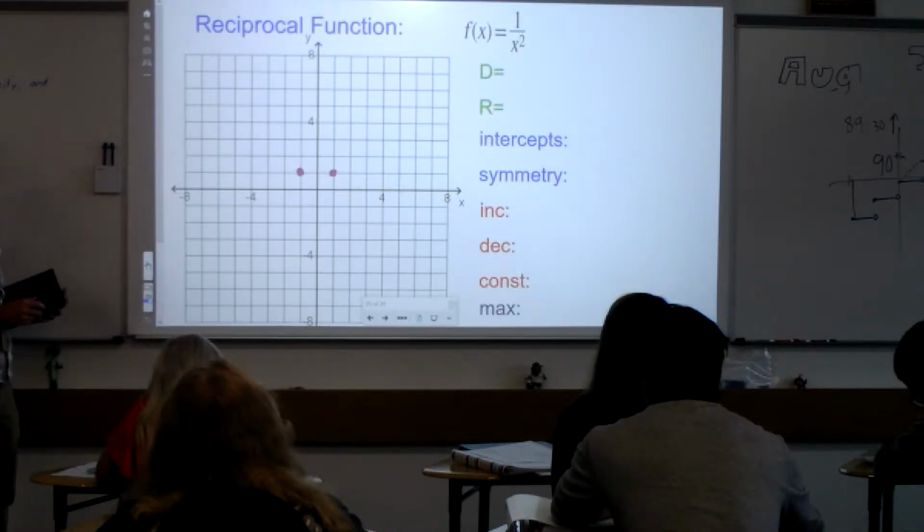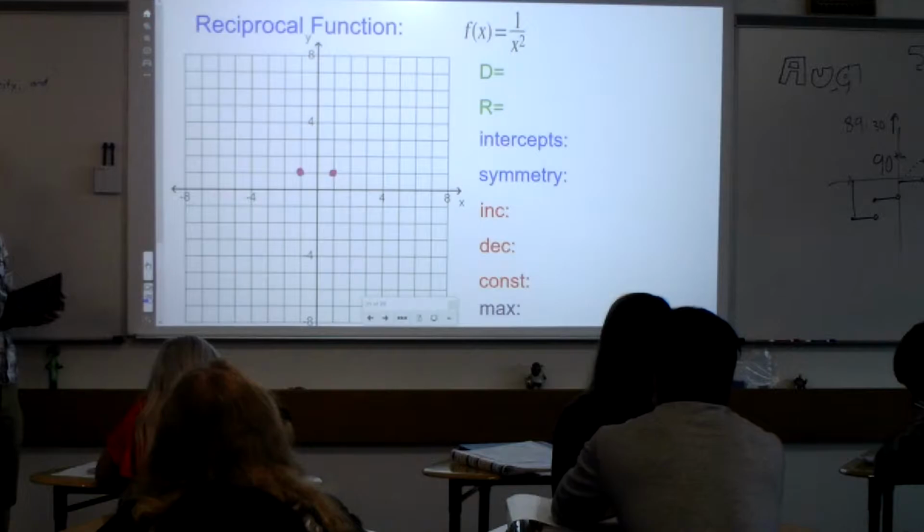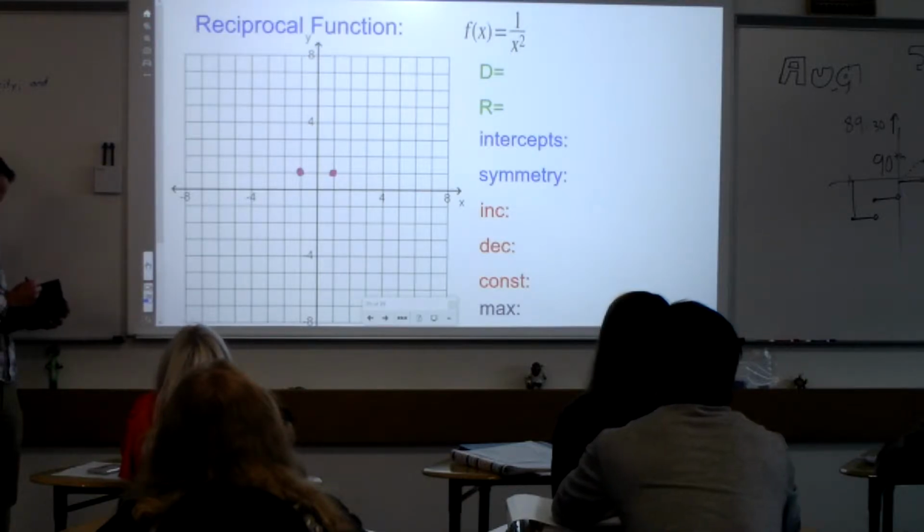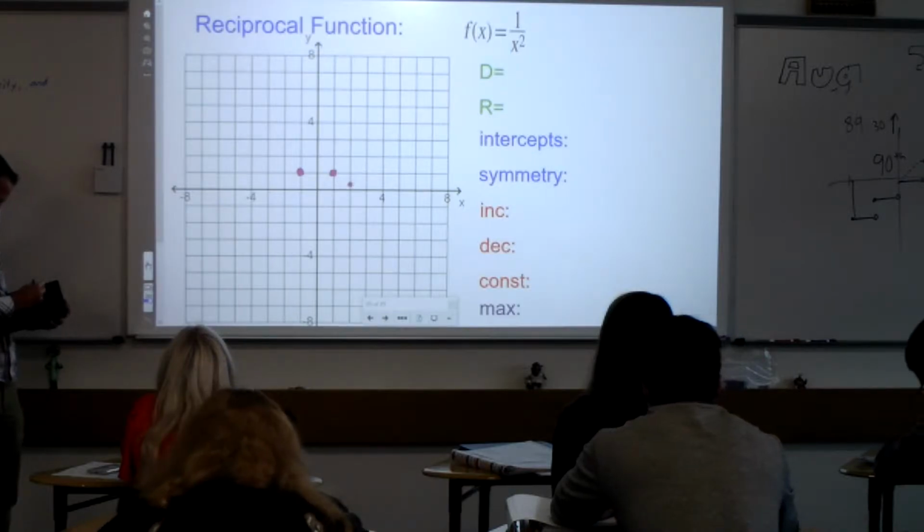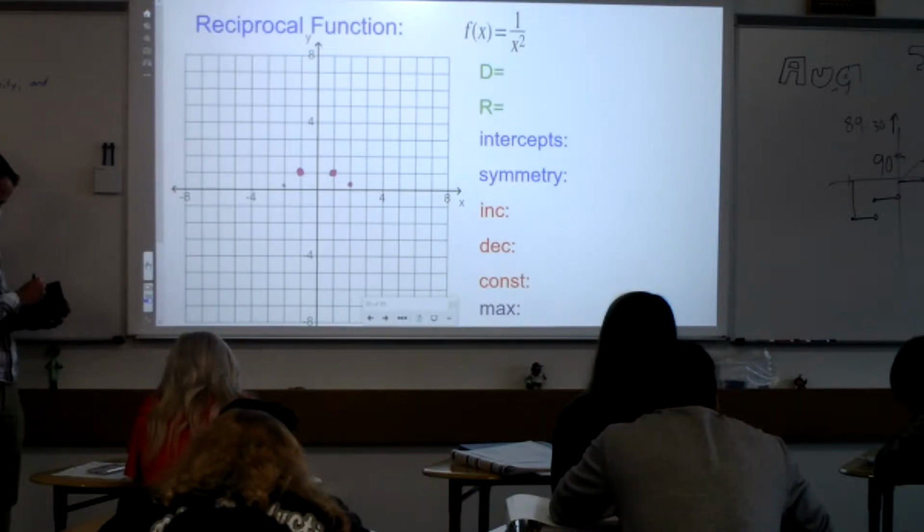But let's also do 2. 2 squared is 4. So at 2 we're going to be 1 over 4, so that'll be about right there. That'll be the same with negative 2.